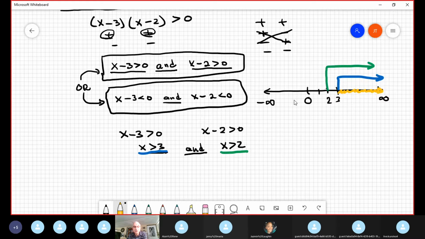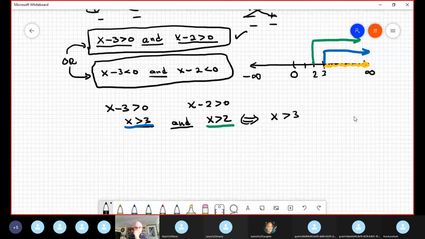This is equivalent to saying x greater than 3. In other words, in interval notation, it is from 3 to infinity. But no, this is not the last part; I'm solving this compound inequality. The partial answer is the yellow part. Now I move on to the second inequality. The second inequality is similar: x less than 3, and x minus 2 less than 0, sorry, x less than 2.